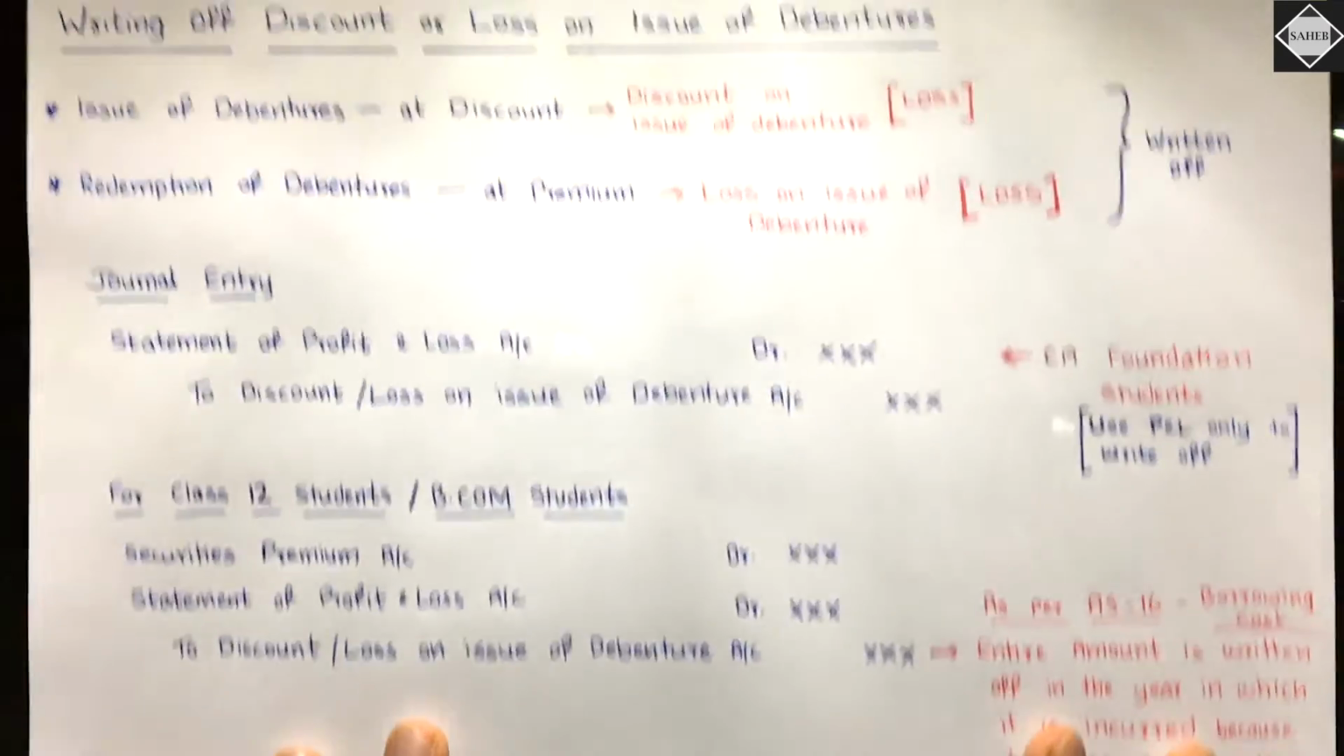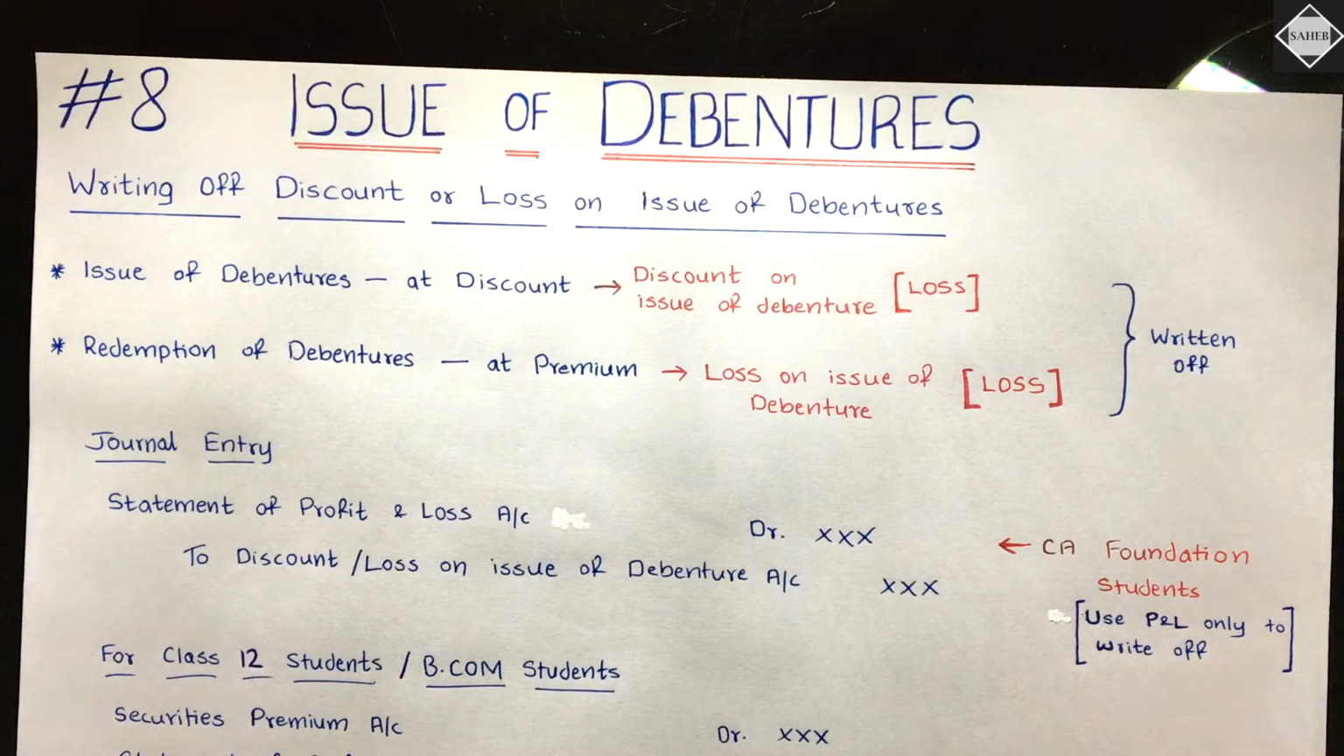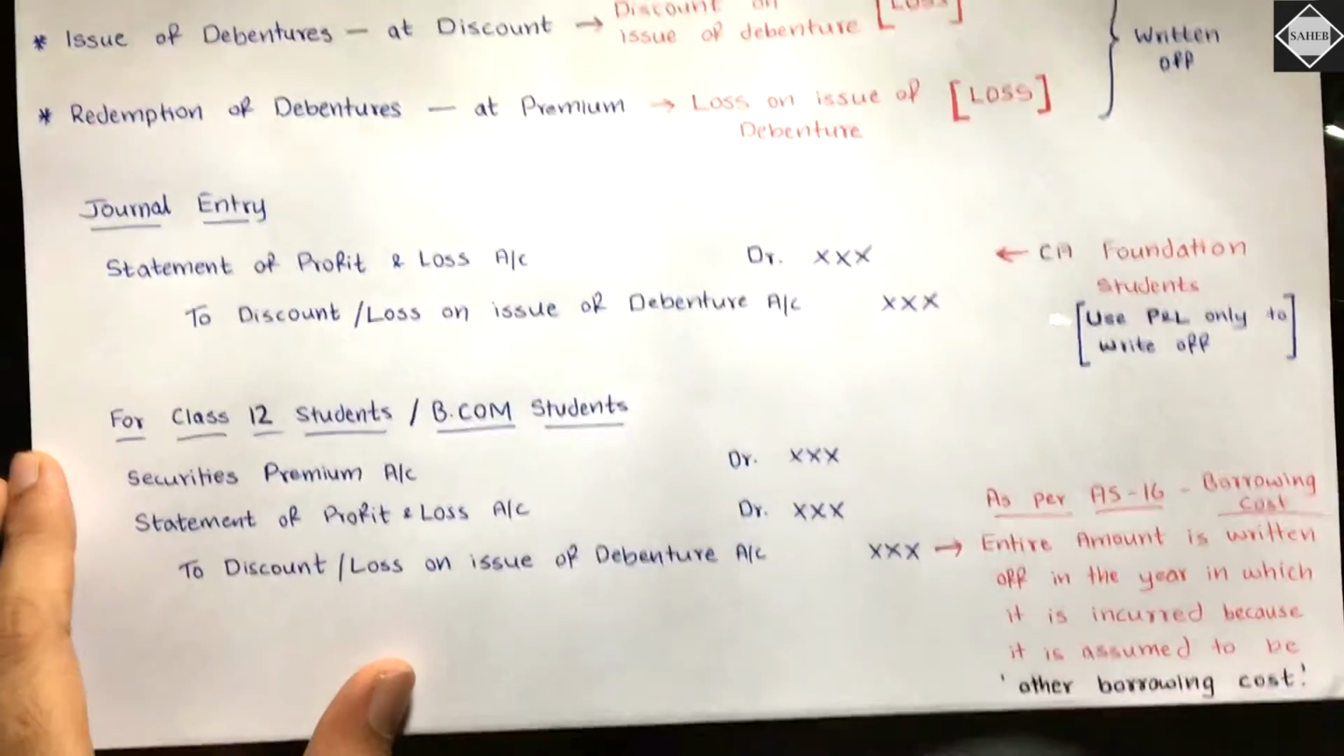But for the CA foundation students, you can't directly finish off the whole amount. You can't do that. What you have to do is the calculation. So let's understand now what calculation we have to do. So you understood the journal entry, right? Now let's just go to the calculation.